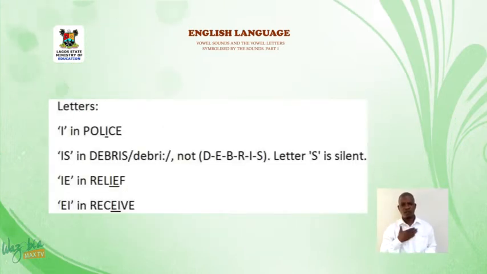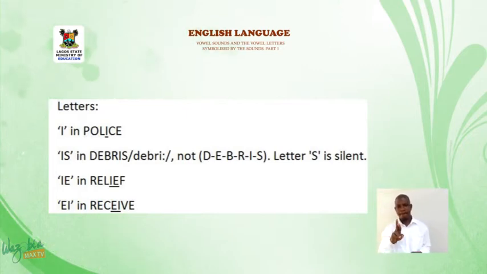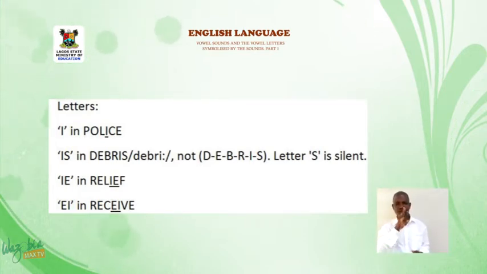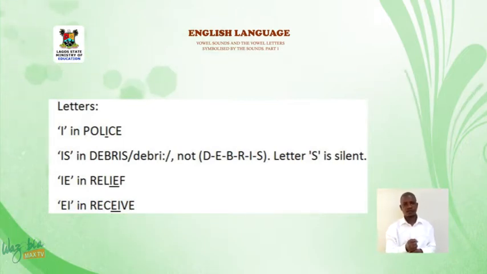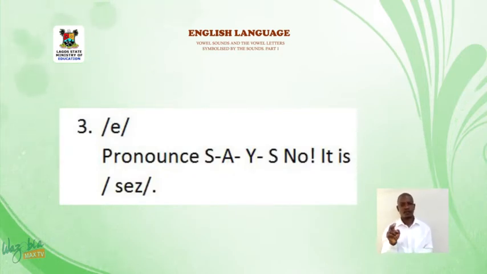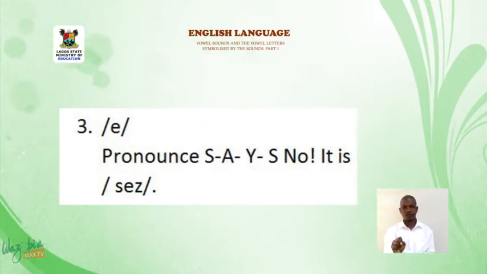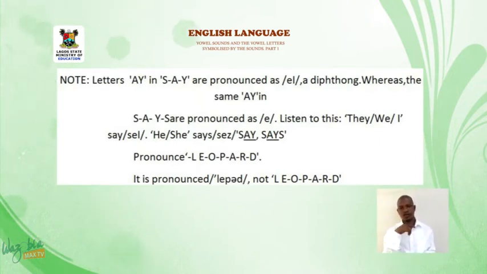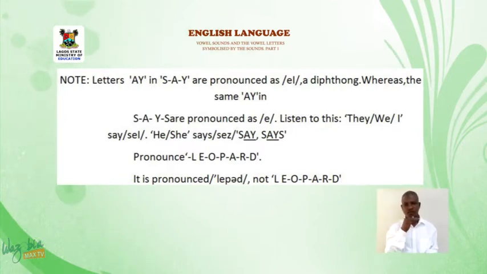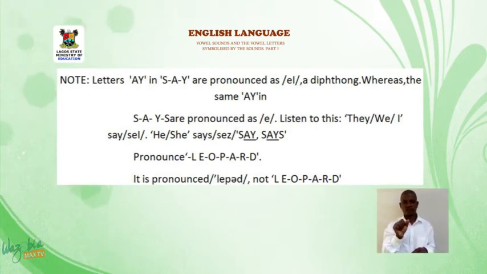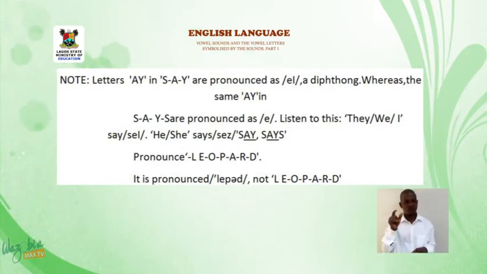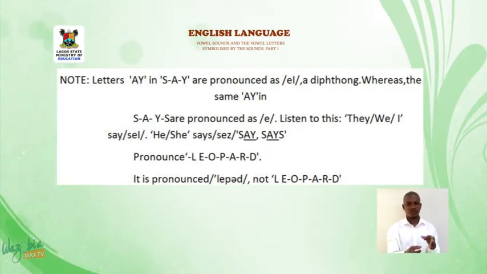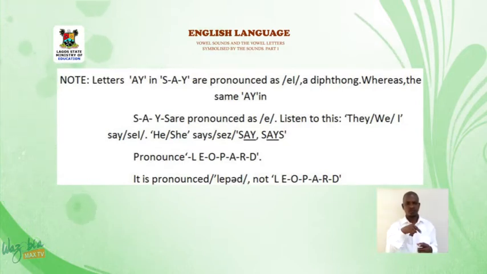Letter I in police. IS in debris, not debris. Letter S is silent. IE in relieve, EI in receive. Sound number three, short E. Pronounce says. No, it is says. Note: letters AY in say are pronounced as a diphthong, whereas the same AY in says are pronounced as E. Listen to this. They, we, I, say. He, she, says. Say, says.